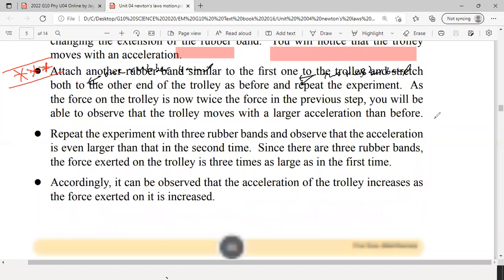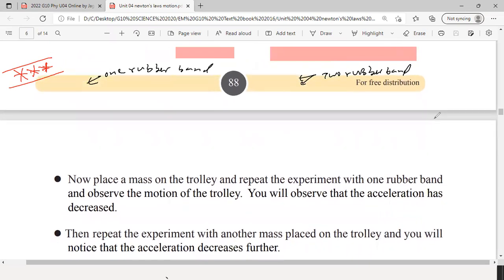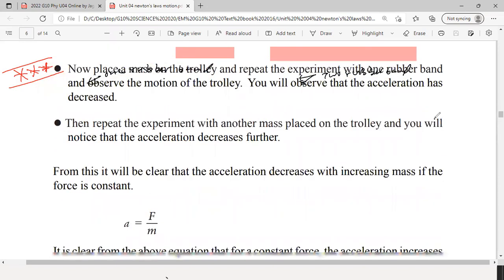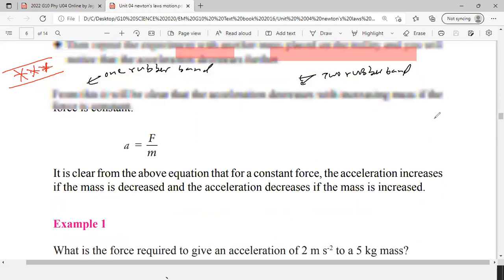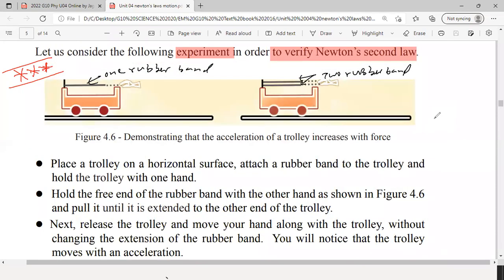So what is the conclusion? Acceleration of the trolley increases with the force. Right. So that's what they have given here. That's the practical. This practical is very important. It's a very simple experiment. Page number 88. That's what I explained earlier. Now if you want, you can do this also.